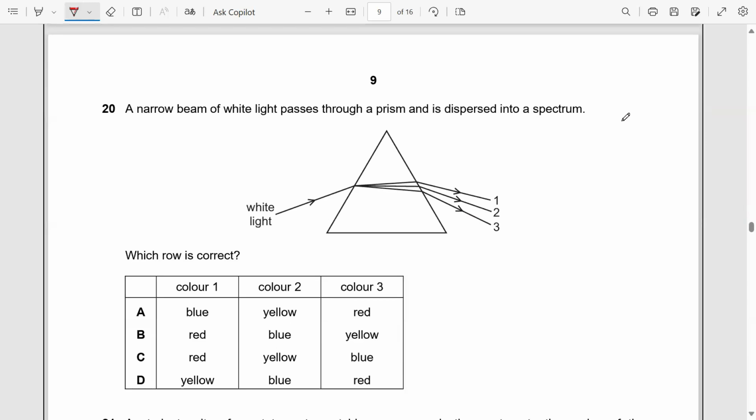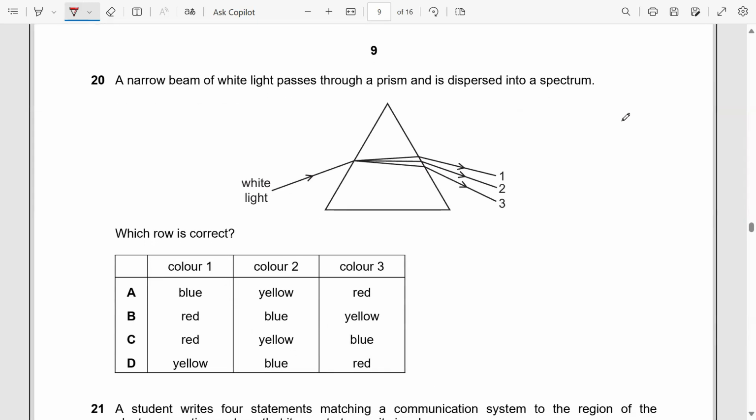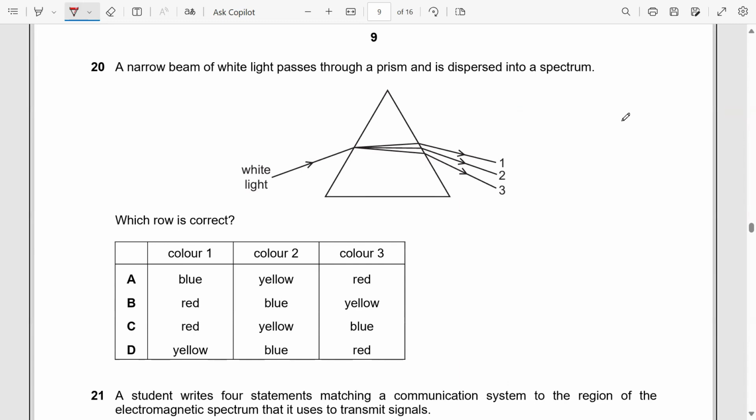Okay? A narrow beam of white light passes through a prism and is dispersed into a spectrum. Which row is correct? Red light deviates the least. Red will deviate the least and blue will deviate the most, it will bend the most. Okay, so the answer you get is C.